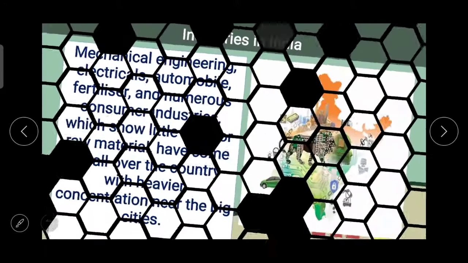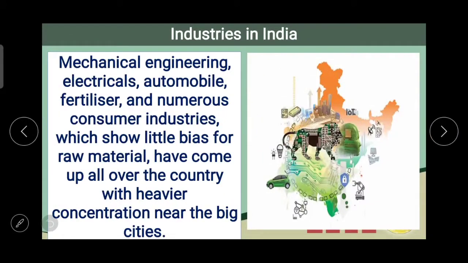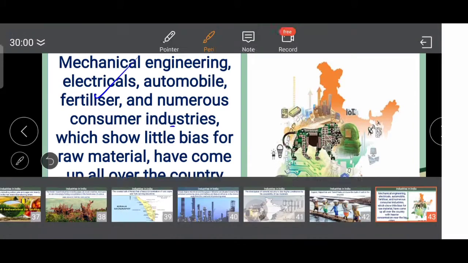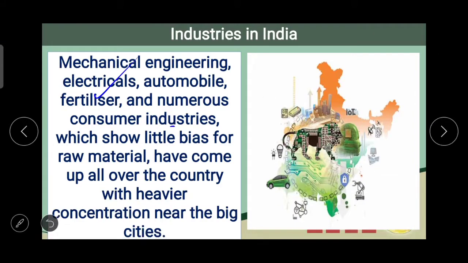Mechanical engineering, electricals, automobile, fertilizer and numerous consumer industries which show little bias for raw material have come up all over the country with heavier concentration near the big cities, because in the big cities transportation facilities are easily available.